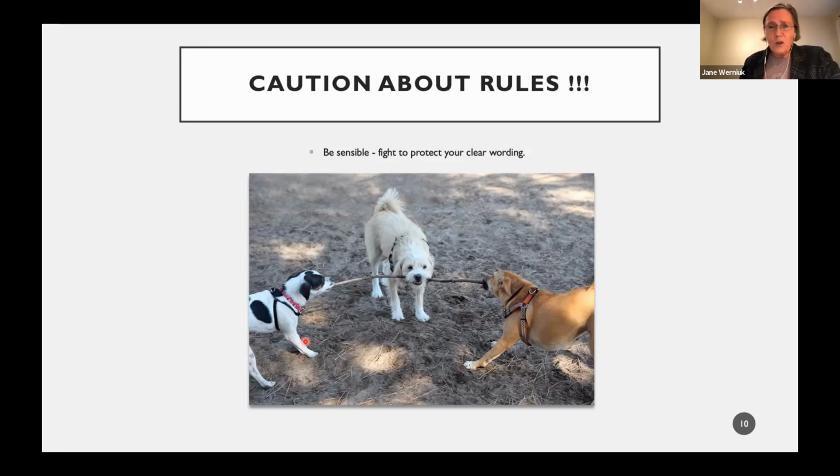I'd like you to use the chat function right now. You'll find it somewhere on your screen. Click on the chat function, and if each of you could tell me which of the three dogs you think is the sensible one. I'll give you 30 seconds. Your choices are the black and white spotted dog, the shaggy beige dog, or the tawny colored dog on the right. 30 seconds.